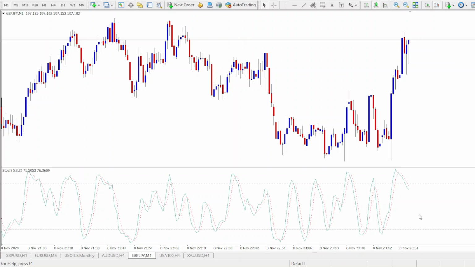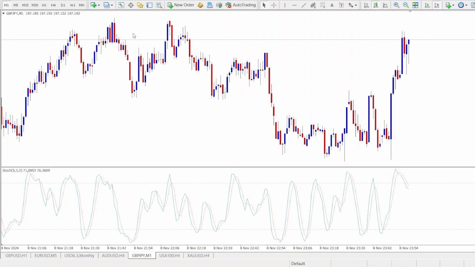Okay, the general rule here is that when the stochastic is above 80, we consider the asset overbought. When it's below 20, it is oversold. Pretty straightforward, right? Now, these levels help traders spot reversal points, making it a solid tool for timing entries and exits. Now, let us talk about the MACD.